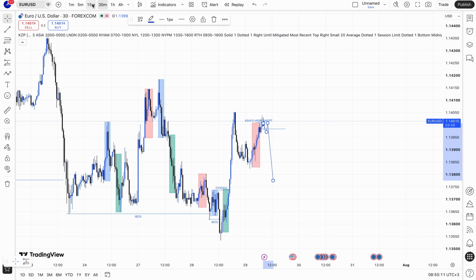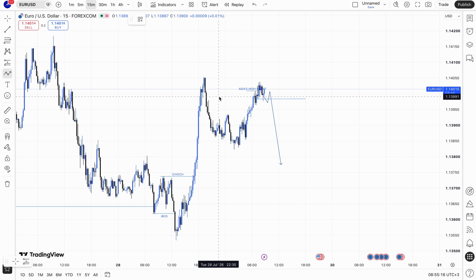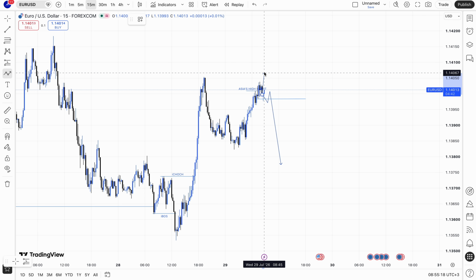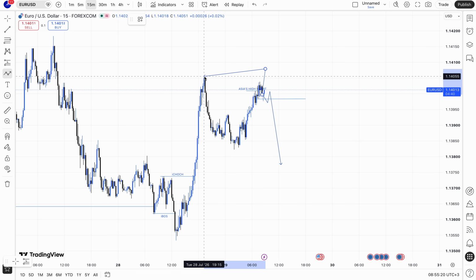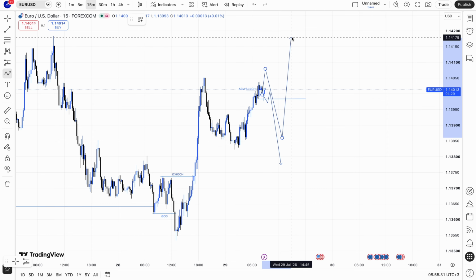And then scenario number 2 is pretty simple too. If the price just goes up here, it will create another break of structure to the upside here. Then I'll be focusing for the price to come back here, tap into this area, which will be our order block. Then we're going to be continuing to the upside. That will be scenario number 2.